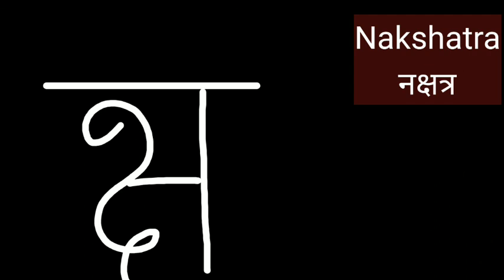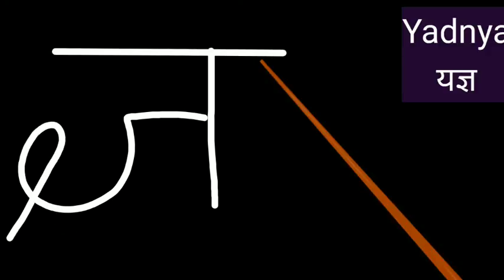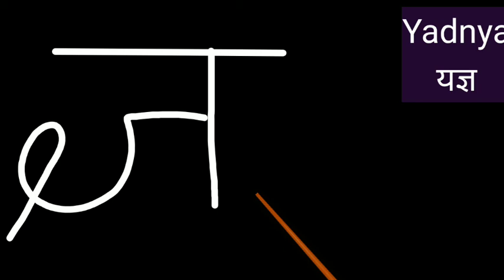And last Marathi letter is ny. First draw j and at the end take a turn and slanting line and horizontal line on the top. It's called ny. Word is yajna.